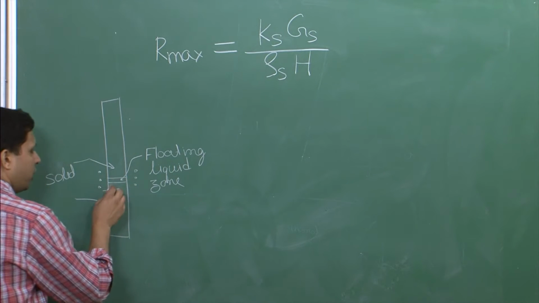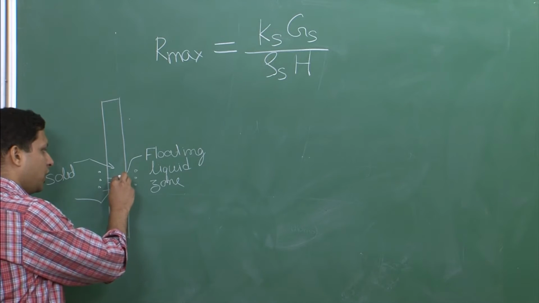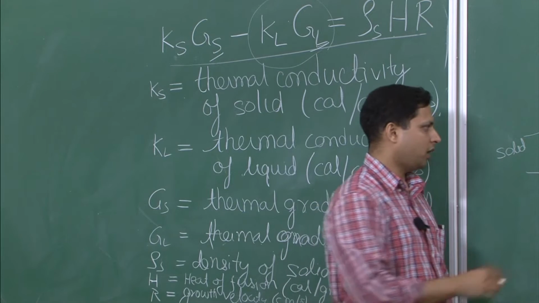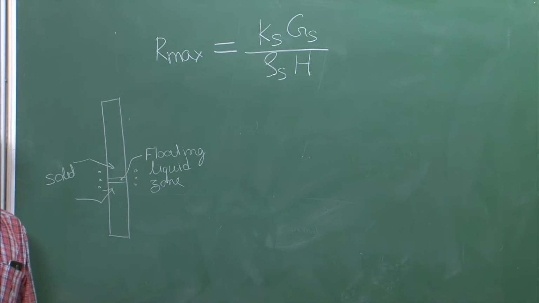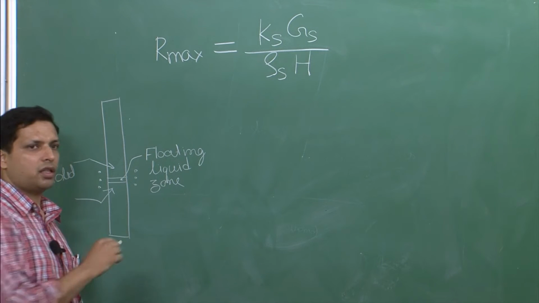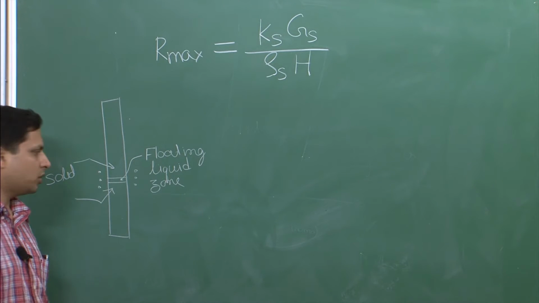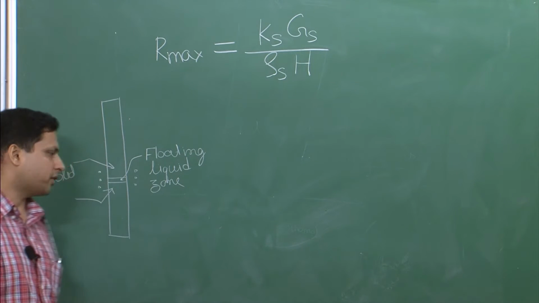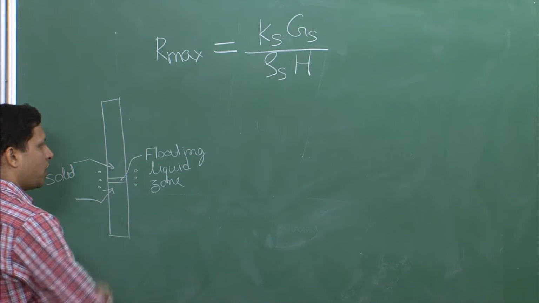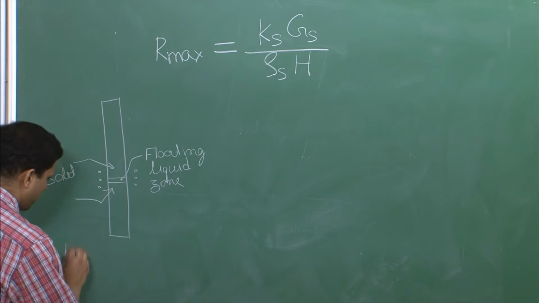Now, this liquid, you would think, how come it is in its place? It is in its place because of the surface tension. Another way to make sure that the liquid stays in its place is you can apply some magnetic field to ensure that the liquid does not come out of its place. So, that is what gives it the name floating zone technique.